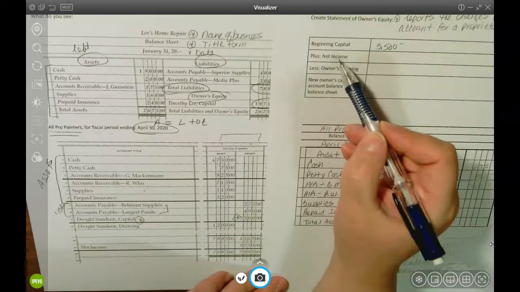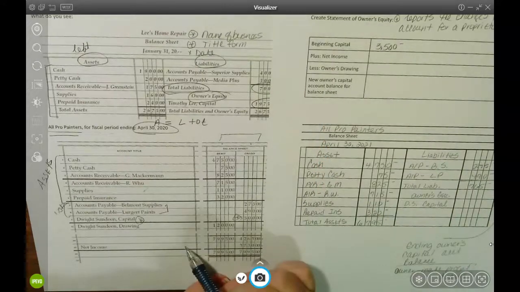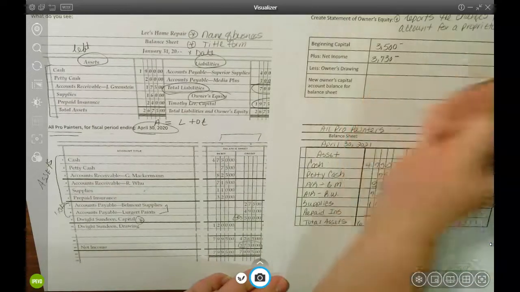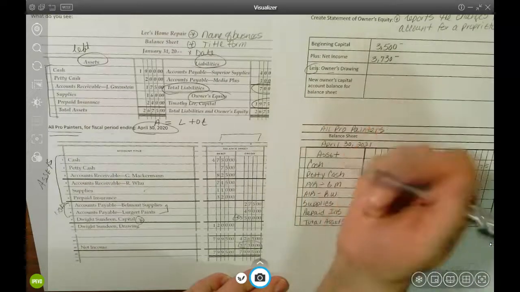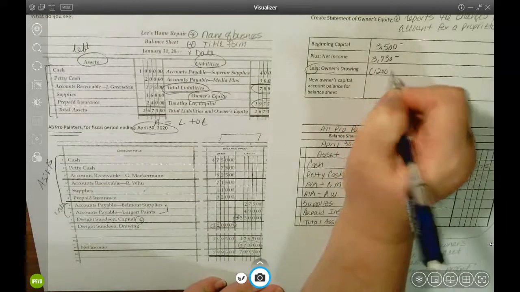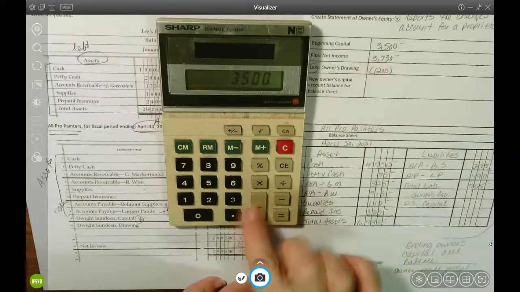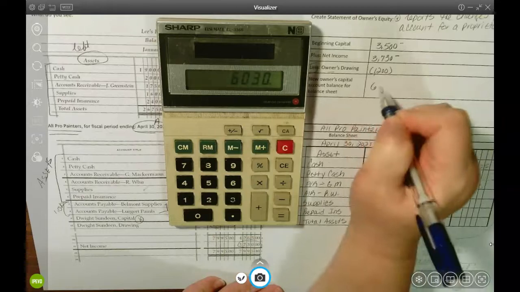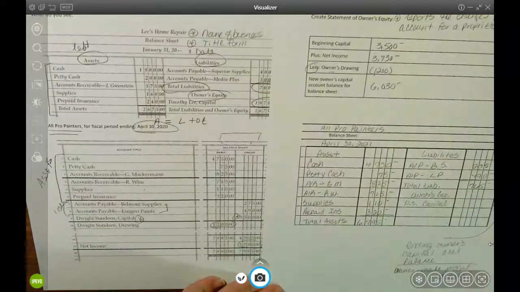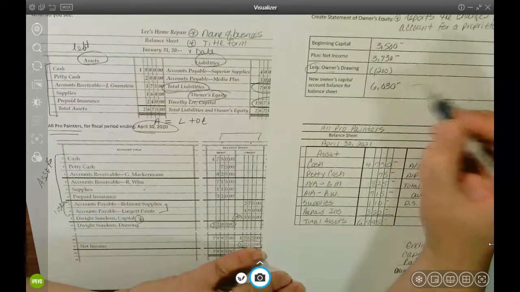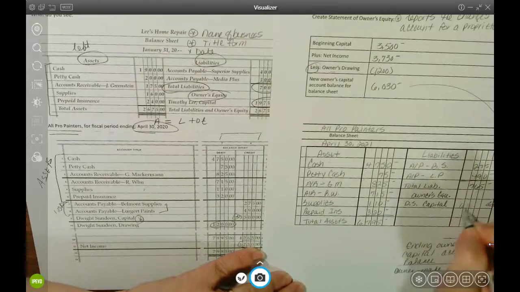Then, according to the form, we have to add or plus the net income. Net income, according to the worksheet, is $3,730. Now we have to less the drawing, whatever the owner withdrew. Under the drawing account, it is $1,200. In accounting, if you're subtracting something, you put it into the parentheses. Now you take your calculator, 3,500 plus 3,730 equals, then you minus the $1,200. So the owner's ending capital account, after you take into consideration everything that happened during the fiscal period, is $6,030. This $6,030 now gets written here.